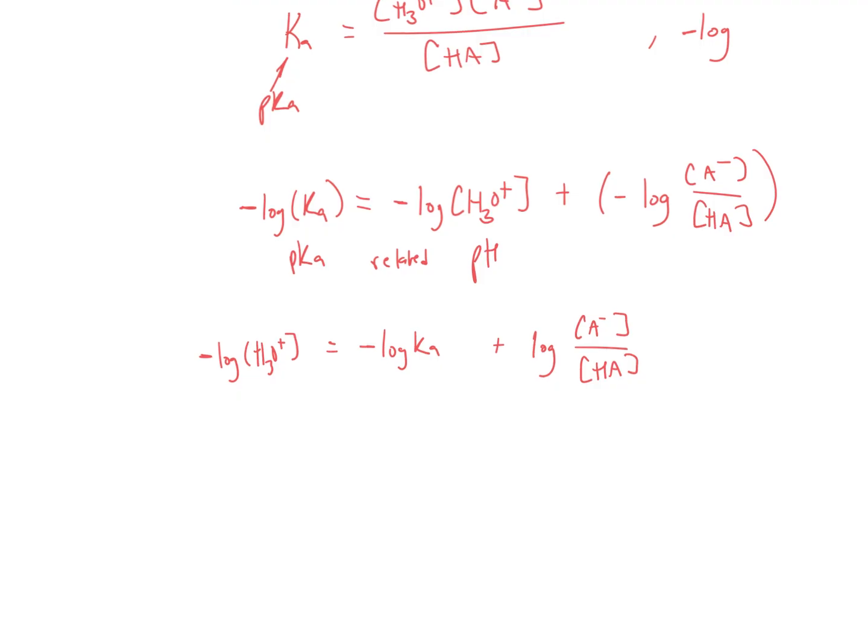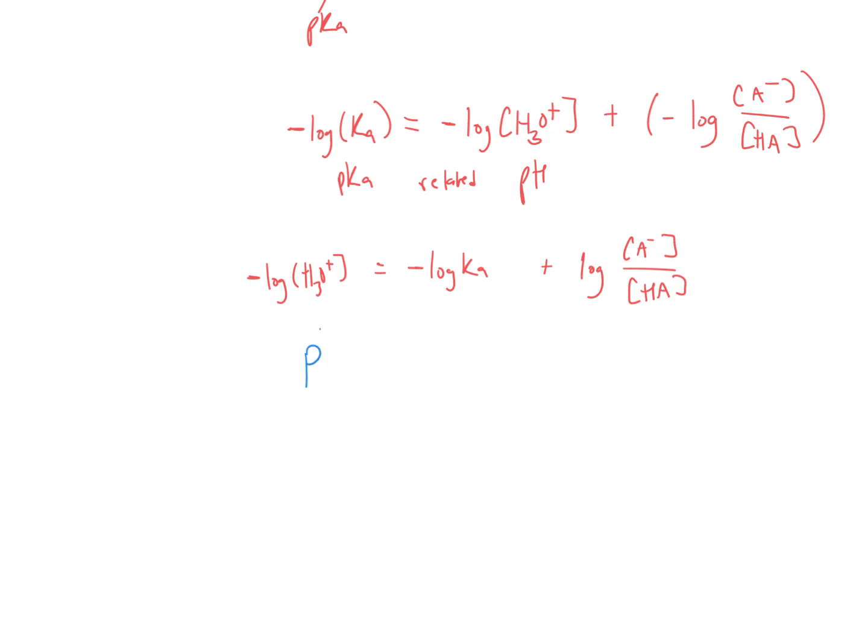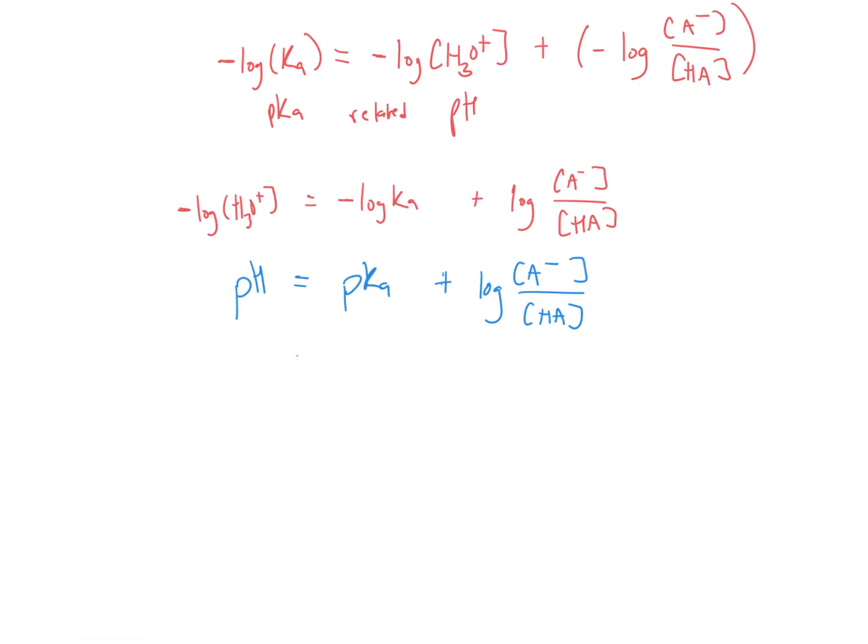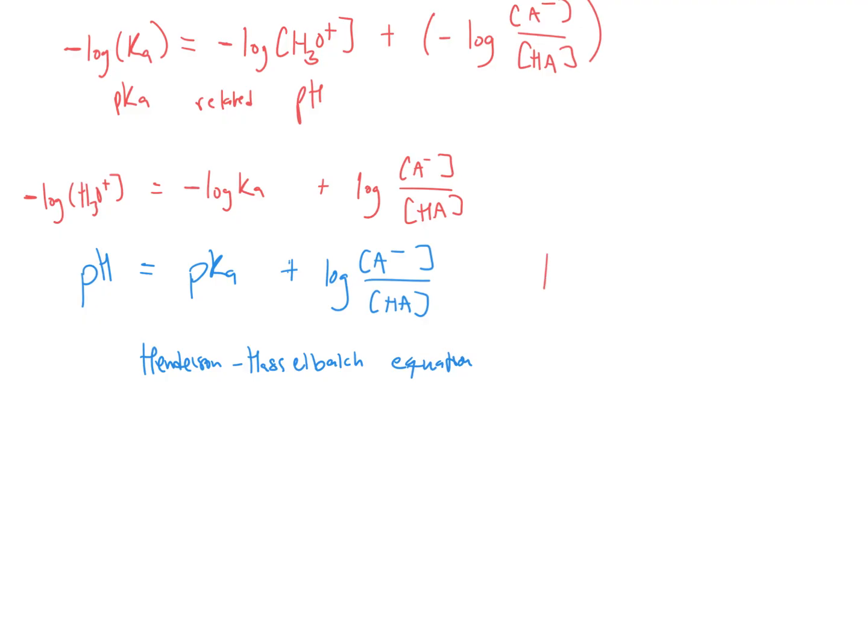Now, if we take the minus logs of everything, what we'll see is we get this new equation. The pH, which is minus log of H3O+, is equal to the pKa, which is minus log of Ka, plus the log of the concentration of conjugate base over the concentration of acid. This is the Henderson-Hasselbalch equation. In other words, I'm going to write this in all caps.